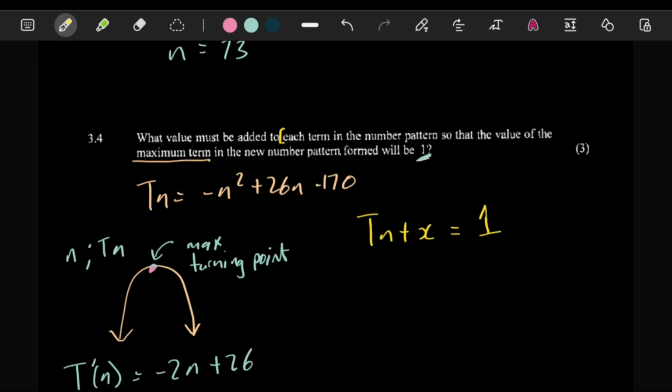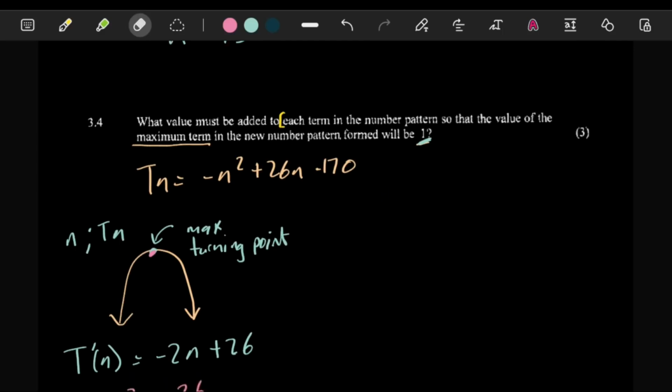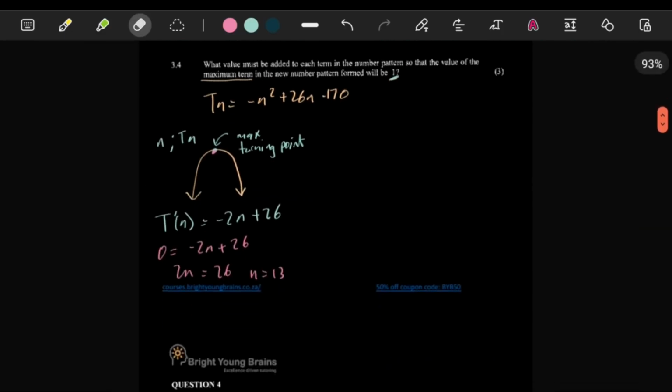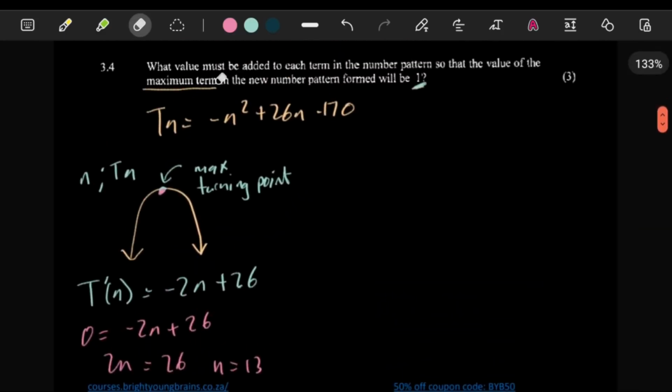Let me not overthink myself. You see what I'm doing right now? It's bad. I was overthinking. Don't overthink. When you see that you're doing something that makes sense, don't overthink it. Everything that we're doing here makes sense. Because look, they said what value must be added to each term in the number pattern so that the value of the maximum term in the new number pattern will be 1.